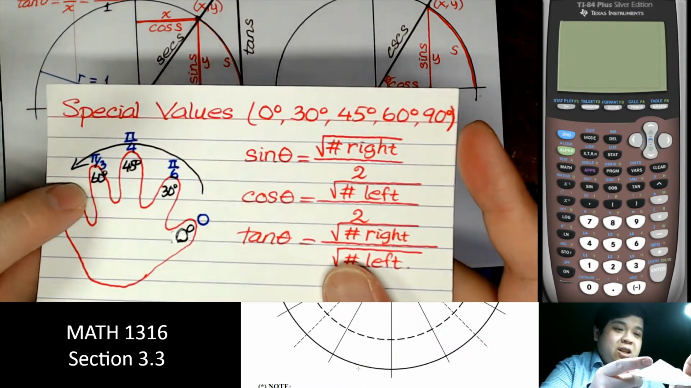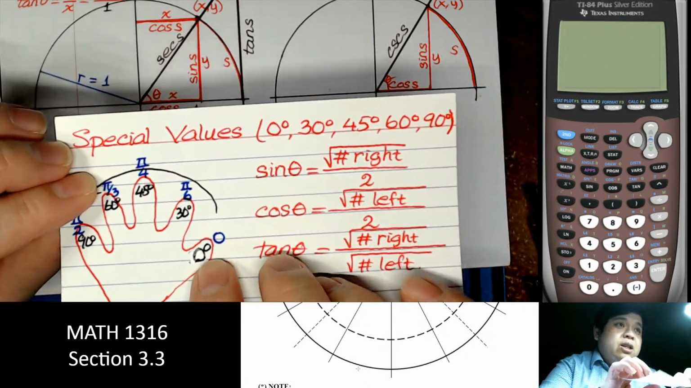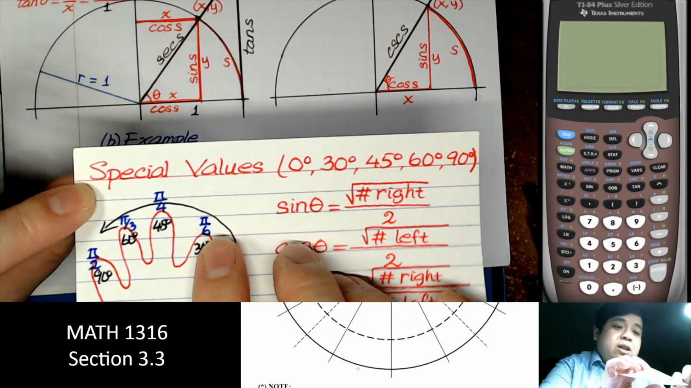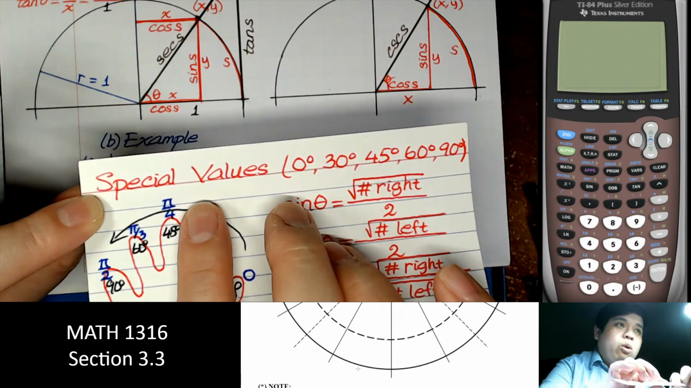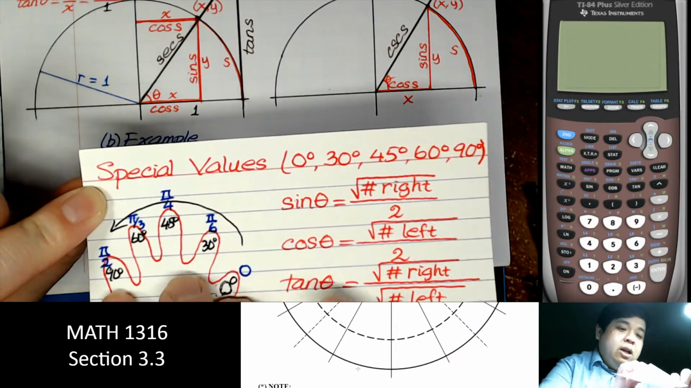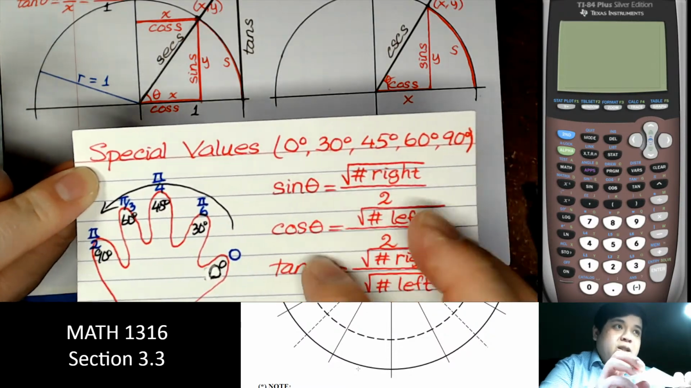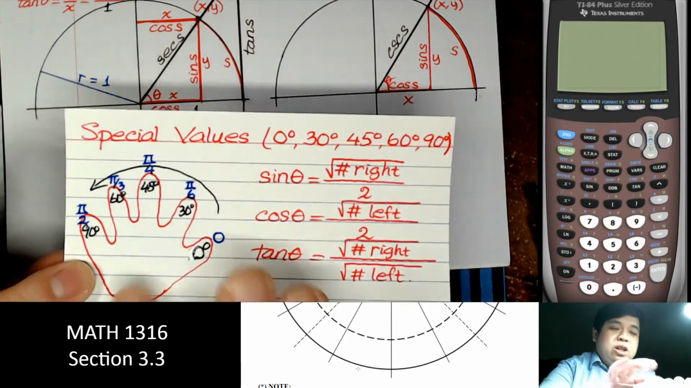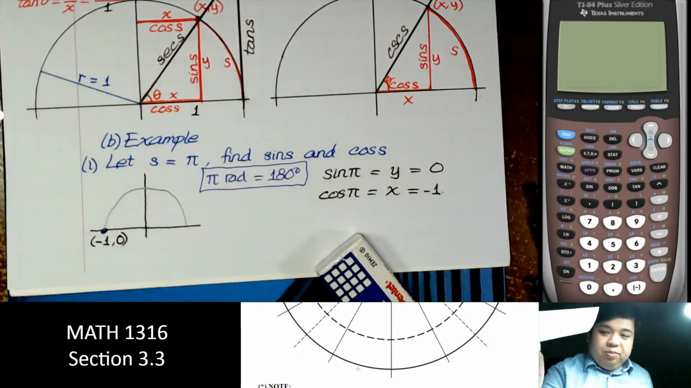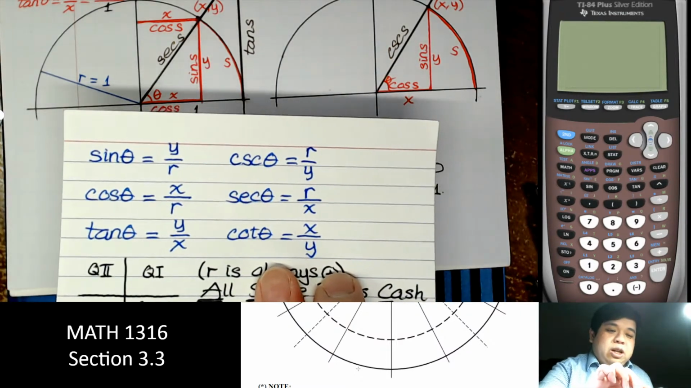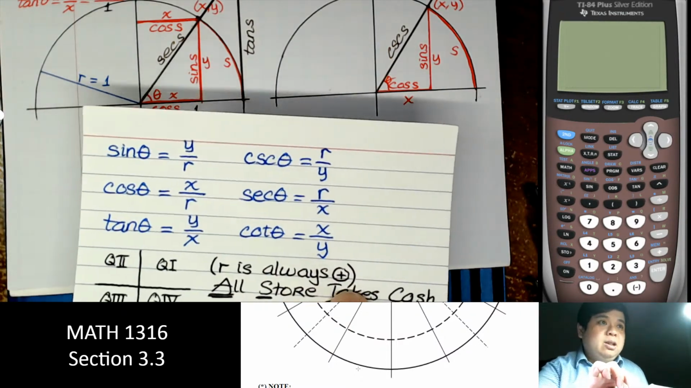We have this. 0 degrees is 0 radian. 30 degrees, pi over 6 radian. 45 degrees, pi over 4 radians. 60 degrees, pi over 3 radians. And 90 degrees, pi over 2 radians. So we have that, and then the definition using the hand. So that's what we have, and also the definition using x, y, and r. Right.